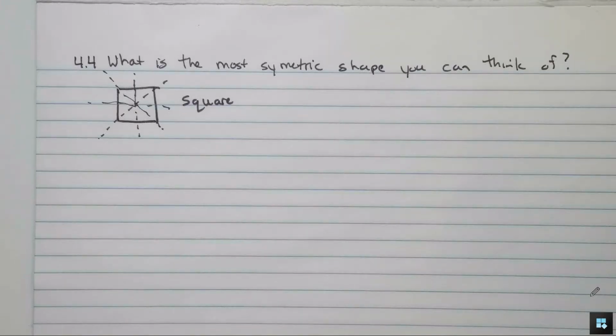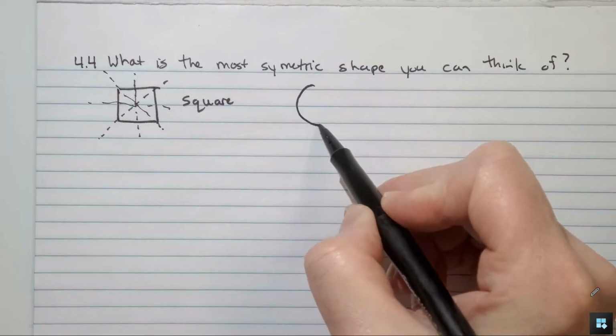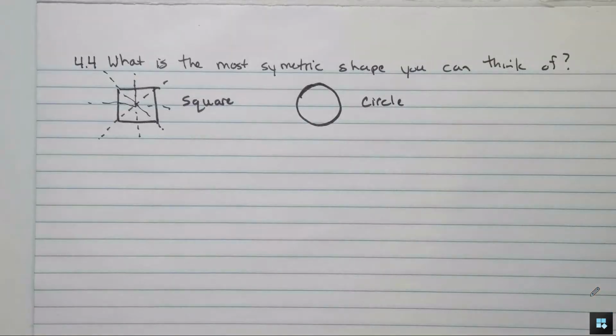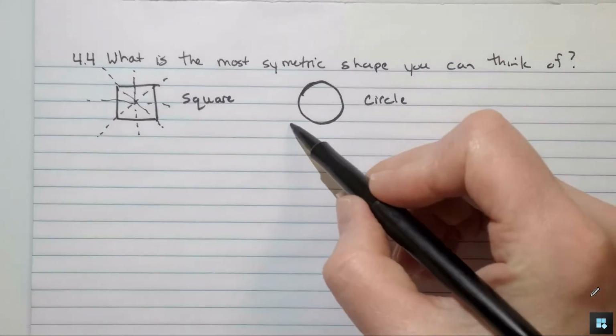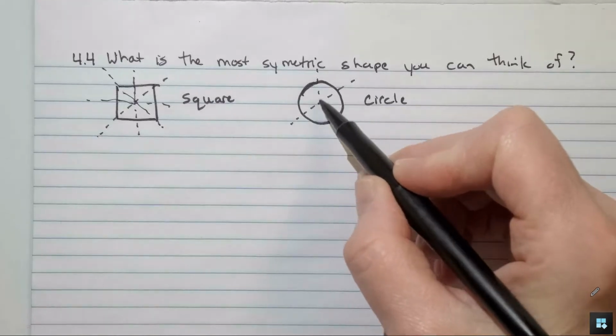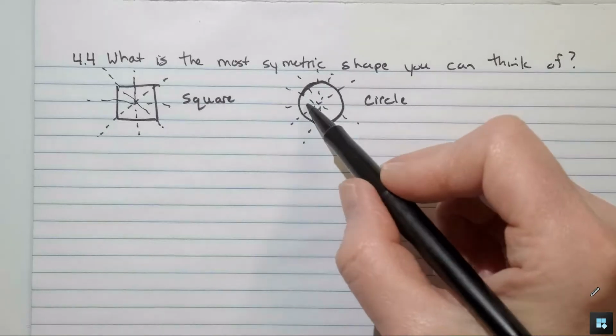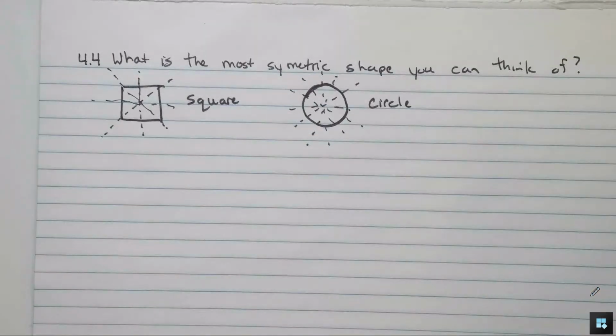Are there any other symmetrical shapes that you can think of? Yes? A circle. Okay, a circle is also symmetrical. And what makes a circle symmetrical? Is it the same reason? Like you can draw lines through it and one half looks like the other half? Those are indeed symmetrical shapes.